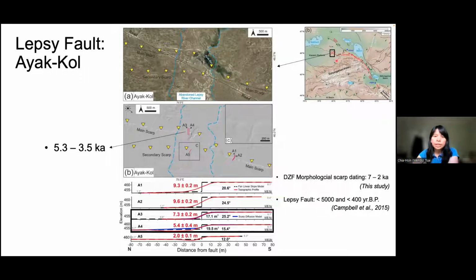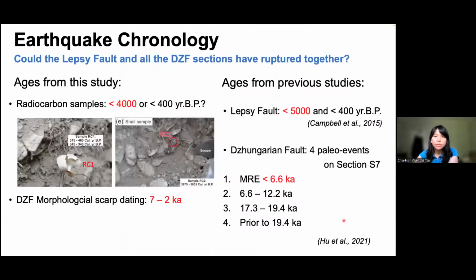In fact, we also did morphological scarp dating for the previously measured scarp at the western tip of the Lepsy Fault. The site is called Ayako, and the scarps were inferred to be single event scarps from a previous study. The results are consistent with the Dzhungarian morphological scarp ages and one of the two dated events for the Lepsy Fault from Campbell et al.